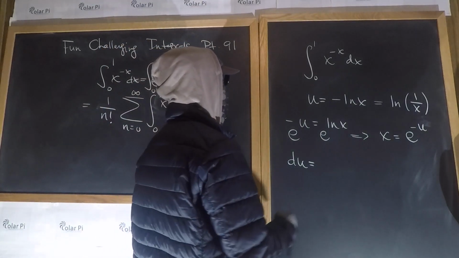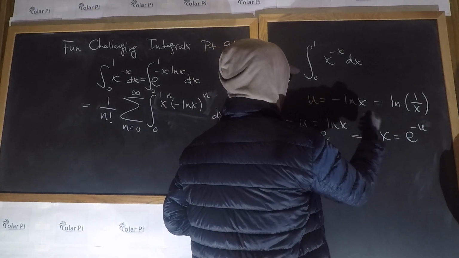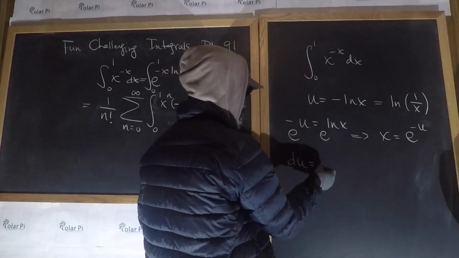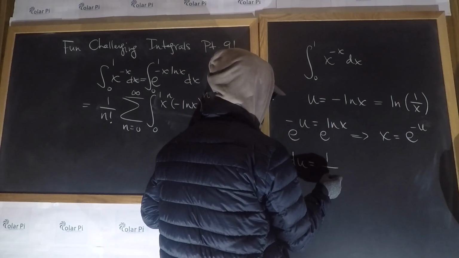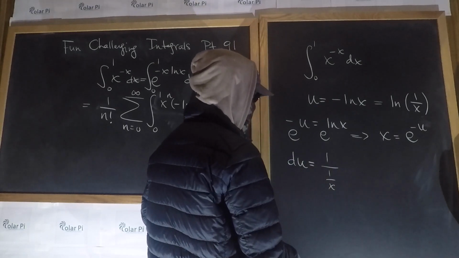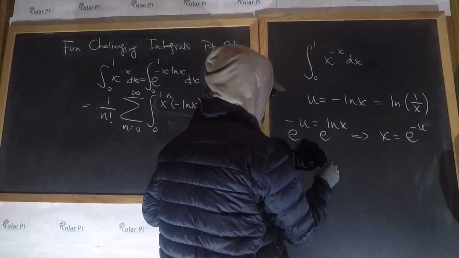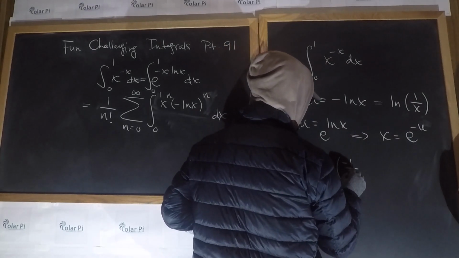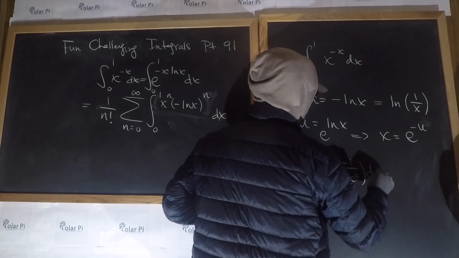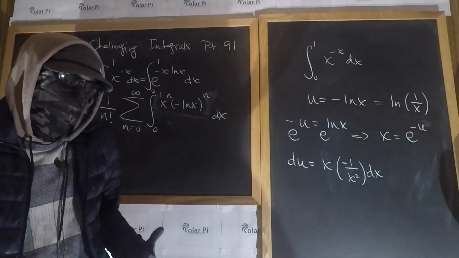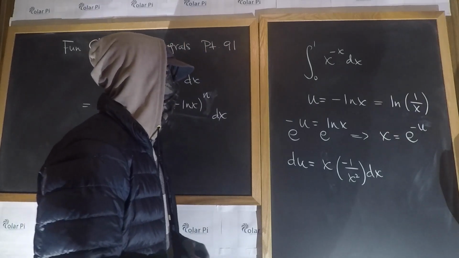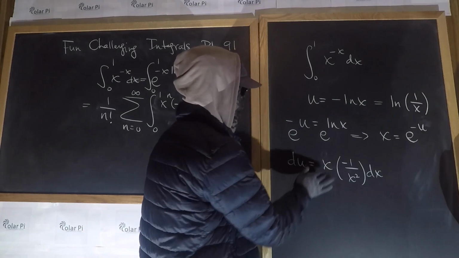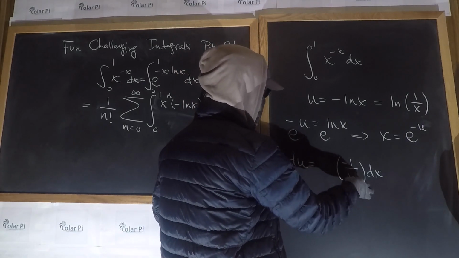Okay, du is the derivative of this, but easier to do with that. So it's 1 over x to start. And so this is the same as x, and then by chain rule, the derivative of 1 over x is negative 1 over x squared, and then dx. Am I trying too hard to be likable? Perhaps. Okay, so what does this turn into? It turns into negative 1 over x dx, like that.